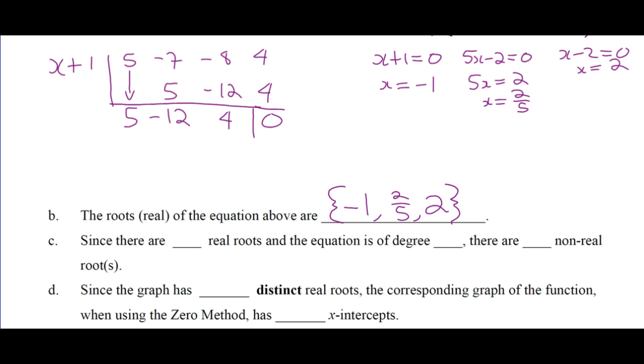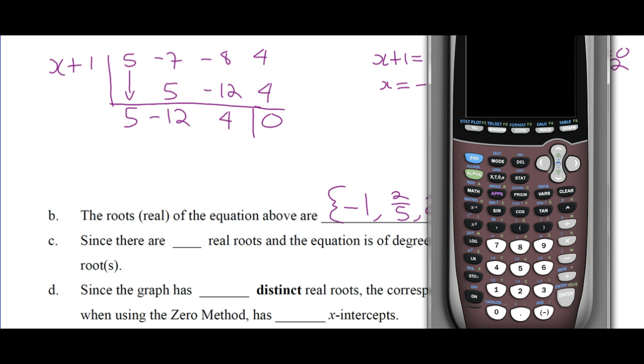Okay, so there's the set of numbers, right? So the roots are a set of numbers: negative 1, positive 2/5, and positive 2. Did anybody graph it? Does this match up with the graph? I mean, the 2/5 just looks like it's almost halfway between 0 and 1. Nobody graphed it? All right, let's go graph it.